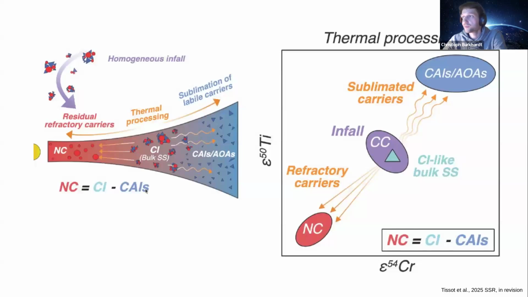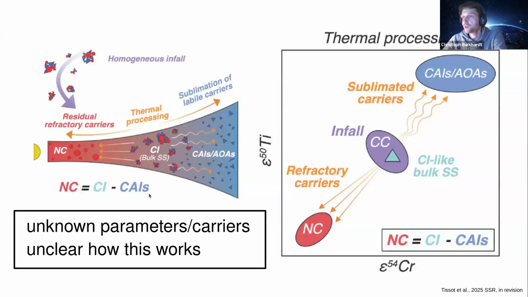The problem with this scenario is that it is full of unknowns, because we don't know what the carriers actually are, how they react to different thermal processing, and how it is possible that refractory elements that we find in CIs are thermally labile and make it into the gas phase in the first place. So I think it's pretty difficult to make that work, and we need to know more about the carriers to evaluate it further.